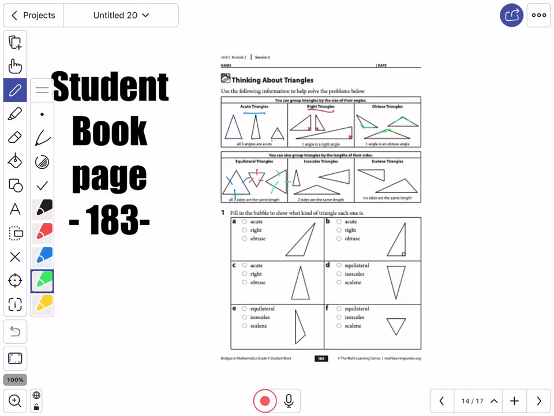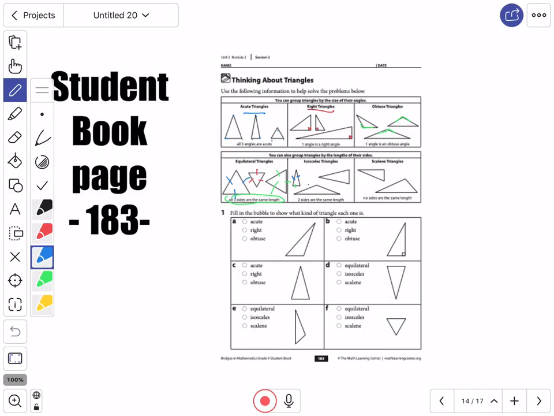We have equilateral triangles, and you'll notice that in an equilateral triangle, all of the sides are the same length. So those 3 sides that I just highlighted are the same length. The 3 sides of this triangle are all the same length. And the 3 sides of this triangle are all the same length, okay? So all 3 sides are the same length.